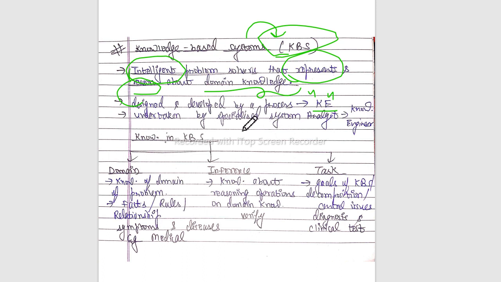Okay, now who does this development of KBS and everything? There is a specialized system analyst who does this, which is known as a knowledge engineer. So a knowledge engineer is a specialized system analyst who does this process of knowledge engineering. So these were the terms: knowledge, knowledge based system, knowledge engineering, and knowledge engineer.